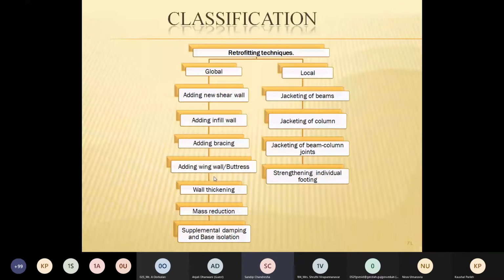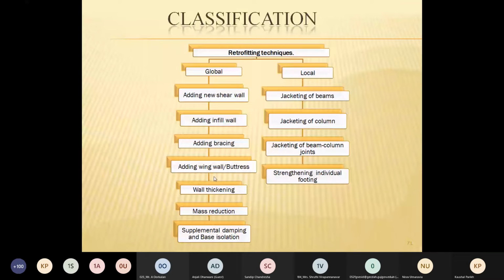For the local retrofitting technique, it can be used as jacketing of beams or columns or beam-column joints, or strengthening or jacketing carried out on an individual footing. So this is nothing but the different retrofitting techniques.